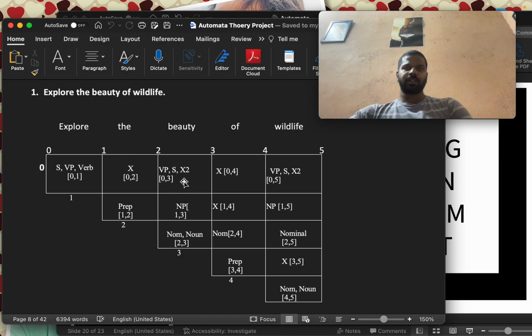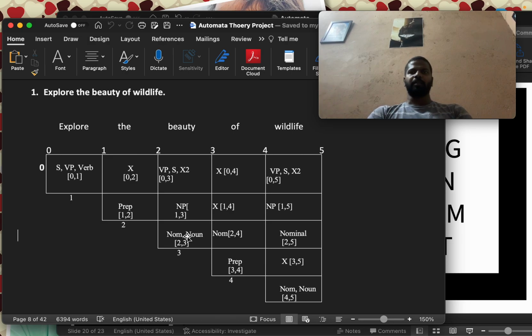Now 0 3. It is a combination of 0 1, 1 3, 0 2, 2 3, which is a SVP verb NP to form VPSX2. This step combines the previously derived non-terminal symbols 0 1 SVP verb and 1 3, and 2 3 preposition nominal, as well as 0 2 X and 2 3 nominal noun to form a new non-terminal symbol VPS and X2. The subsequent steps follow a similar pattern of combining non-terminal symbols and terminal symbols until the complete sentence is derived.